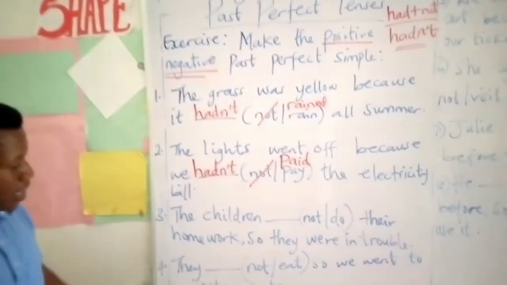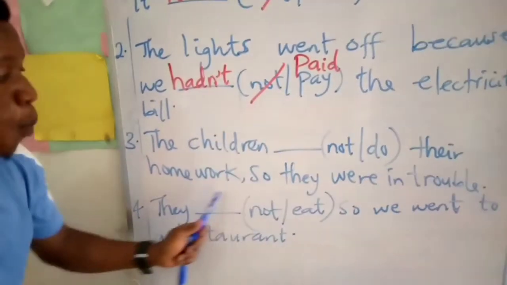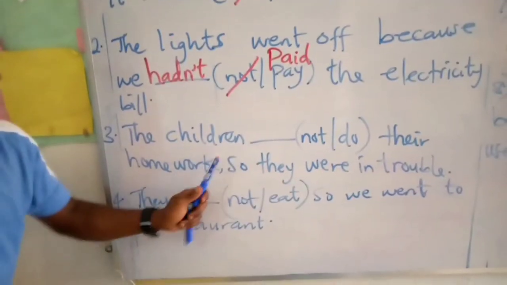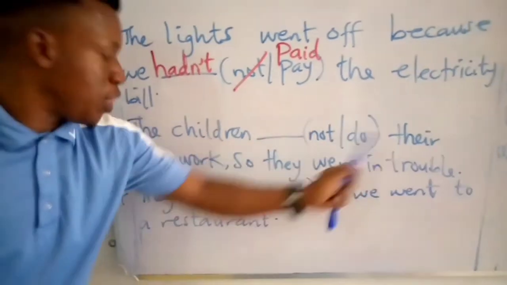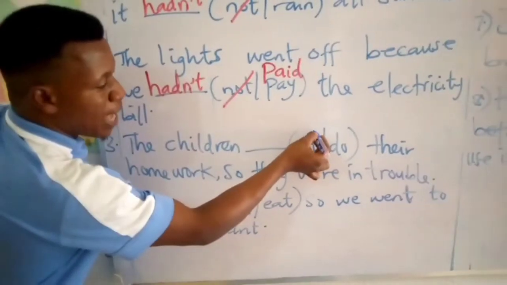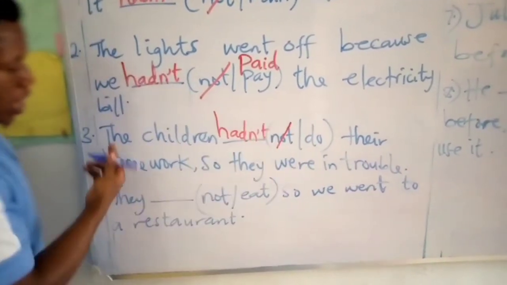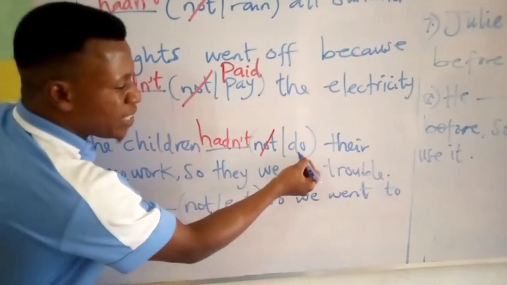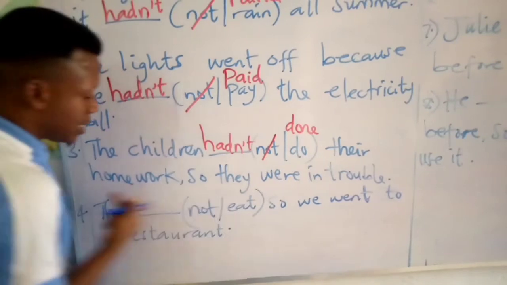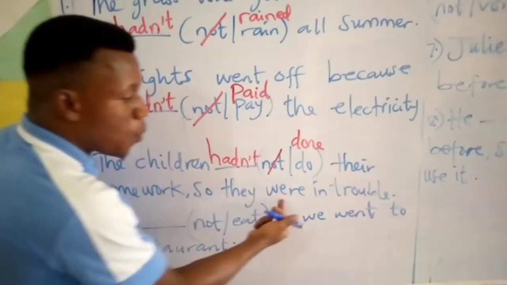Number 3. The children dash not do their homework, so they were in trouble. You strike out and add not to the had, which gives you hadn't. The children hadn't. The past of do is done. The children hadn't done their homework, so they were in trouble.